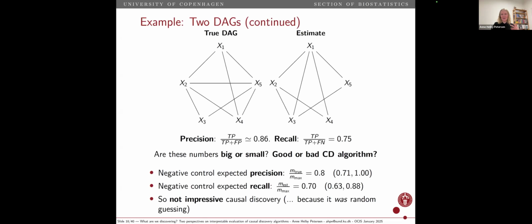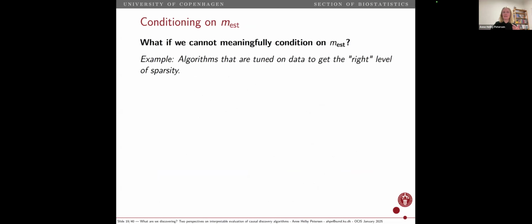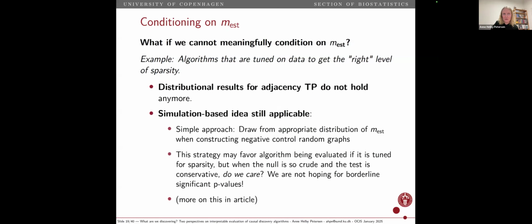Okay. So I think this shows that maybe we need to consider what we compare with in order to understand these different metrics. One thing you might ask is, is it reasonable to really condition on this value, the number of estimated edges? And I want to acknowledge that maybe it's not always reasonable. If you're actually tuning your algorithm to data to get the right level of sparsity, density, whatever you want to call it, the right number of edges, then it's not something we condition on. It should be included in the evaluation. The distributional results I showed you here about the adjacency true positives don't hold anymore.